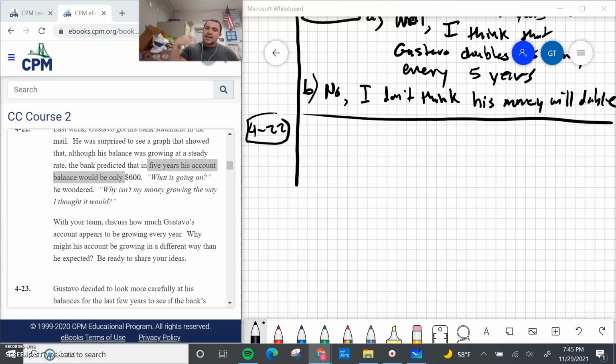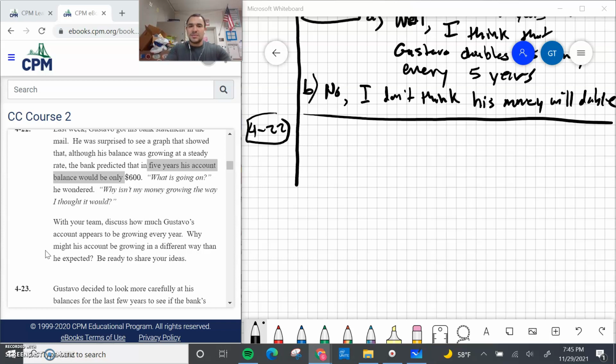Basically, his account is growing and it's getting big. Well, pause it, you can figure it out. But basically, his money is going to be growing at a steady rate that is not doubling. It's going to be lower because he thinks that he's going to earn $500 in 5 years, but he's probably only going to earn $100 in 5 years.